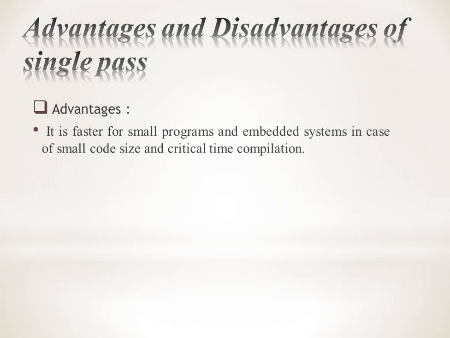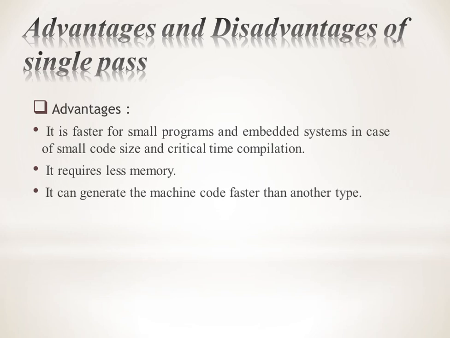So let's see the advantages and disadvantages of the single pass. As there are some advantages of the single pass, there are also disadvantages. So let's see the advantages. First advantage is it is faster for smaller programs and embedded systems, in case of small code size and time critical compilation. It requires less memory. It can generate the machine code faster than the other type.